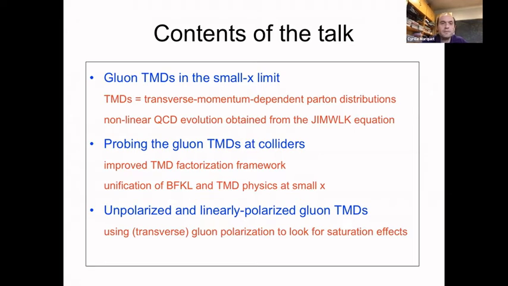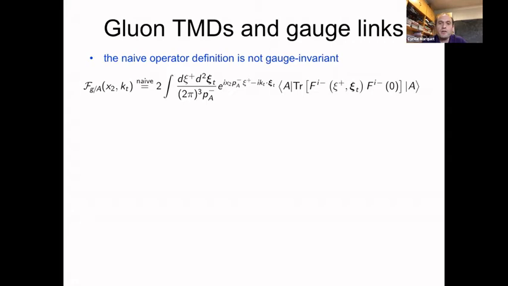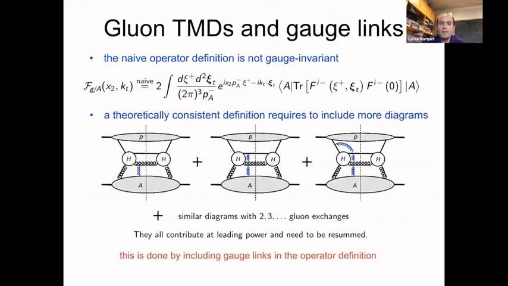So I'm starting with a naive operator definition of a gluon TMD distribution with two field strength tensors, one at position zero, the other at position xi, with a plus component and a transverse component. And these variables are Fourier transformed into the x and kt dependence. But in fact, this definition is not sufficient. It's not gauge invariant. And this is because there are important contributions missing into that definition.